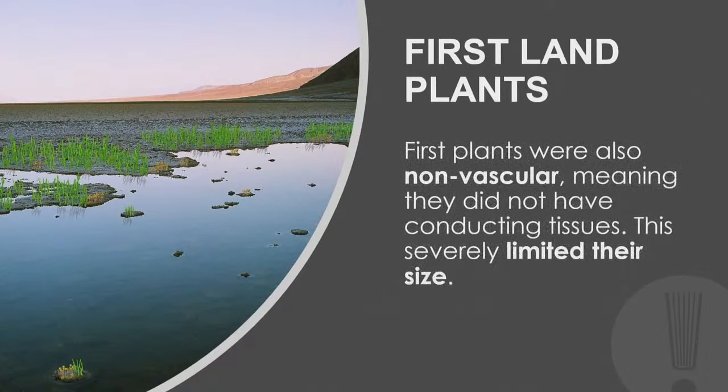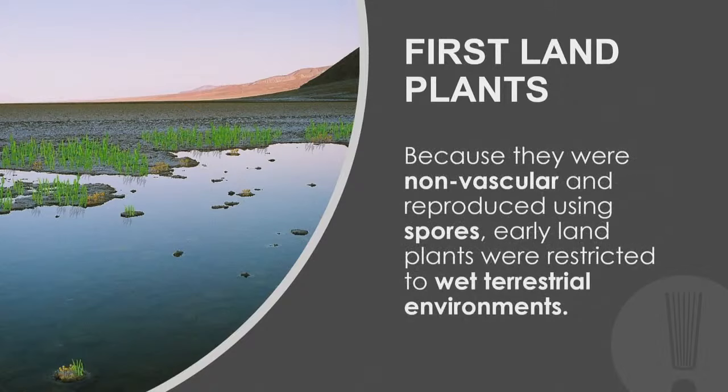They're also non-vascular, meaning they did not have those conducting tissues that vascular plants have nowadays, which are able to take water and nutrients from the soil and transport them to the leaves. That severely limited their size. So at this time, plants are still pretty tiny. Because they were non-vascular and reproduced using spores, they were pretty restricted to wet terrestrial environments.